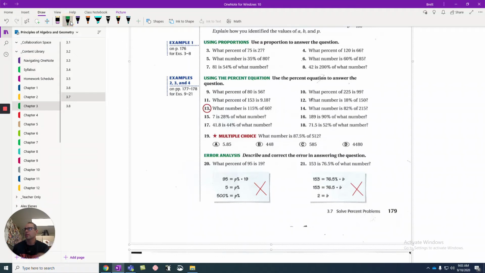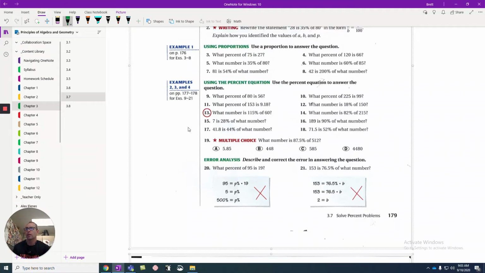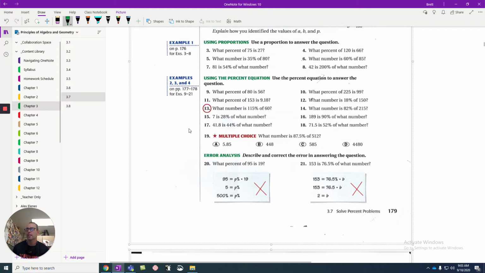Hey everybody, this is 3.7 for our principles class, and in this section we're really starting to work with the concept of percentages and how we can use percentages to solve problems. One of the things that we deal with a lot is trying to understand what we mean by a percent and how does that apply to other numbers.